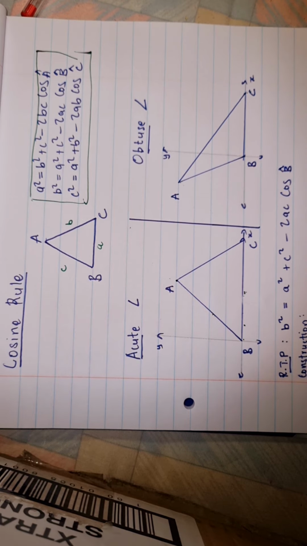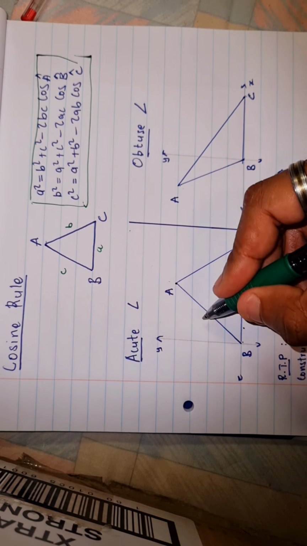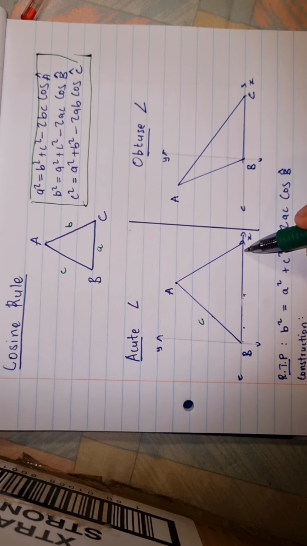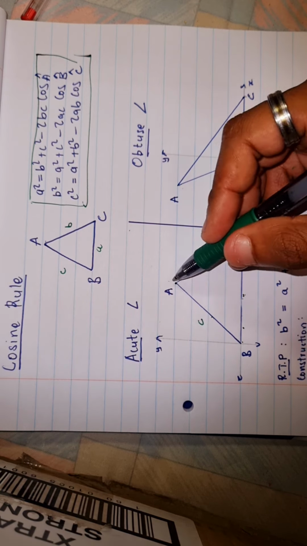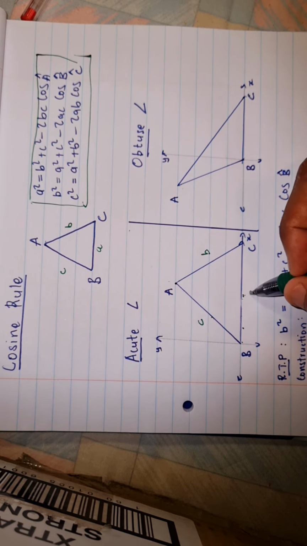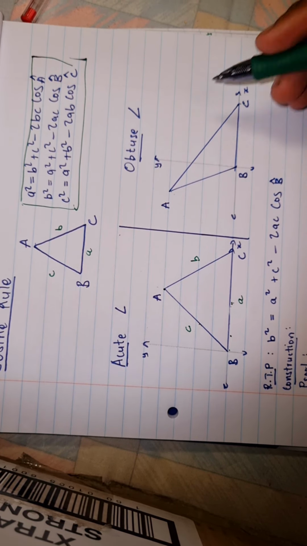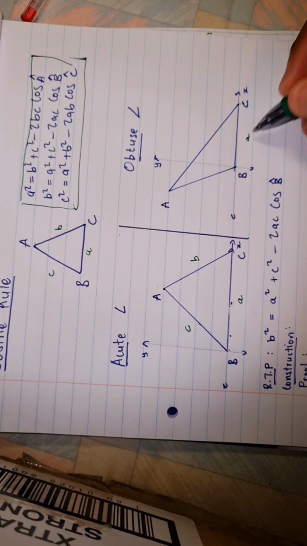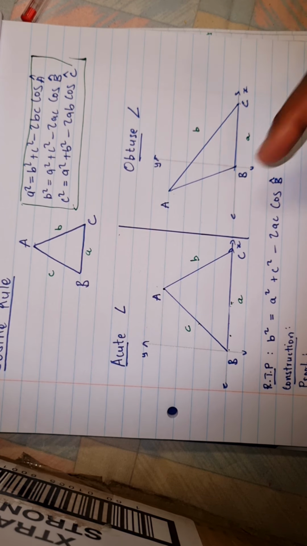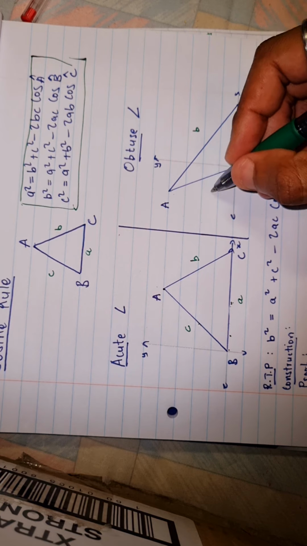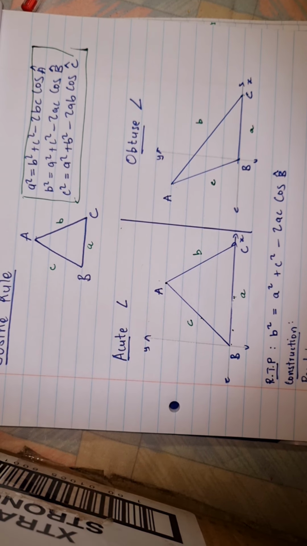So now look, what did I say to you? I said this side is small letter c. Why? Because it's opposite to angle C. And this side is small letter b, because it's opposite to angle B. This side is small letter a, because it's opposite to angle A. The same applies to your obtuse triangle. This side is small letter a, since it's opposite to angle A. This side is small letter b, since it's opposite to angle B. And this side is small letter c, since it's opposite to angle C. Okay, that's very important to take note of.